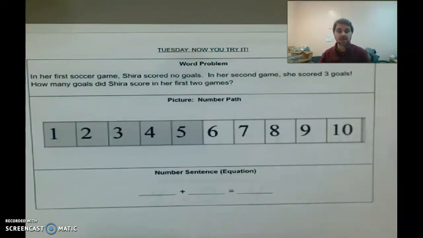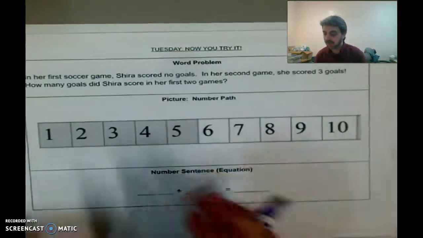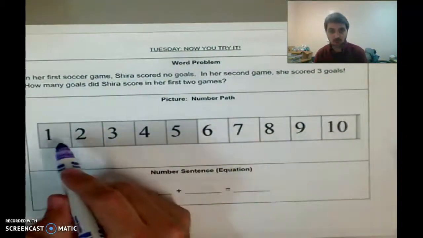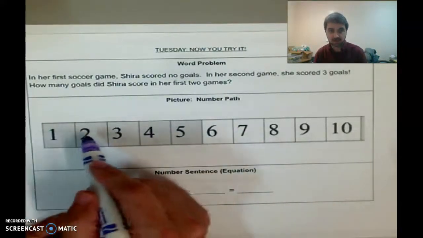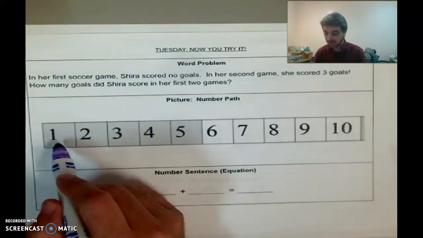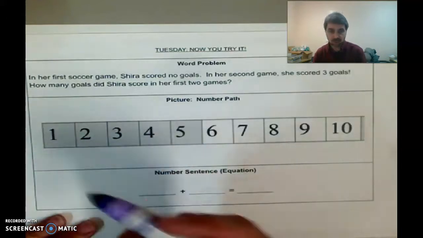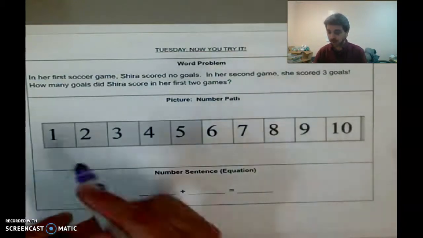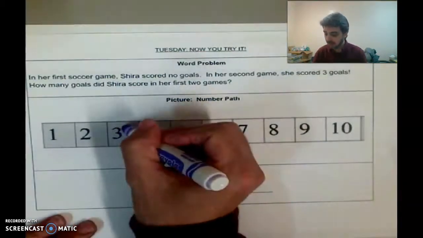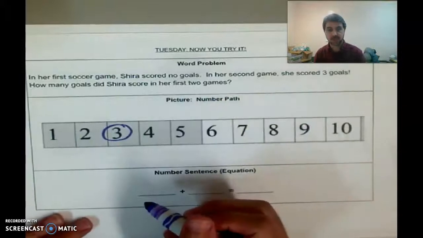All right, boys and girls, how did we do? So here's what I was thinking. Let's see if you did it like me. I was thinking in the first game, she scored no goals. So I can't move at all on the number path. I can't go to 1 goal, 2 goals, 3 goals, no goals. But in the second game, she scored 3 goals. So that's 1, 2, 3 goals. Okay, she got to 3 goals.